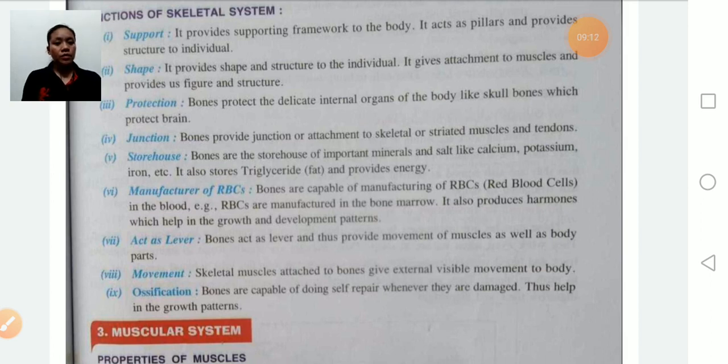Junction: bones provide a junction or attachment to the skeletal or striated muscles and tendons. Bones act as a junction, meaning where two bones meet. Storehouse: bones are the storehouse of important minerals and salts like calcium, potassium, iron, etc.